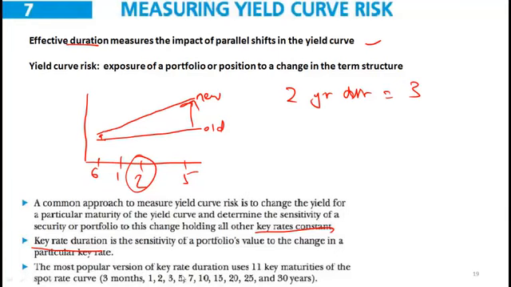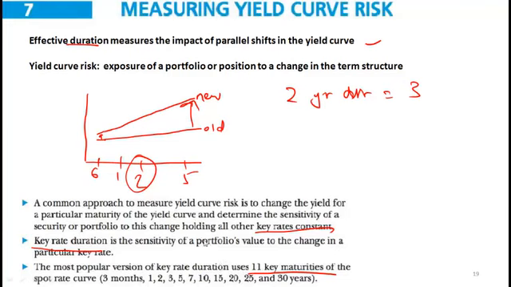The most popular version of the key rate duration actually uses 11 key maturities of the spot rate curve, and those 11 are given right here. And then it takes an average. So for example, to keep it very simple, let's say that you have in your portfolio 11 bonds. Let's say that your portfolio is $11 million. $1 million is in 3-month bonds. The next million is in 1-year bonds, and so on.